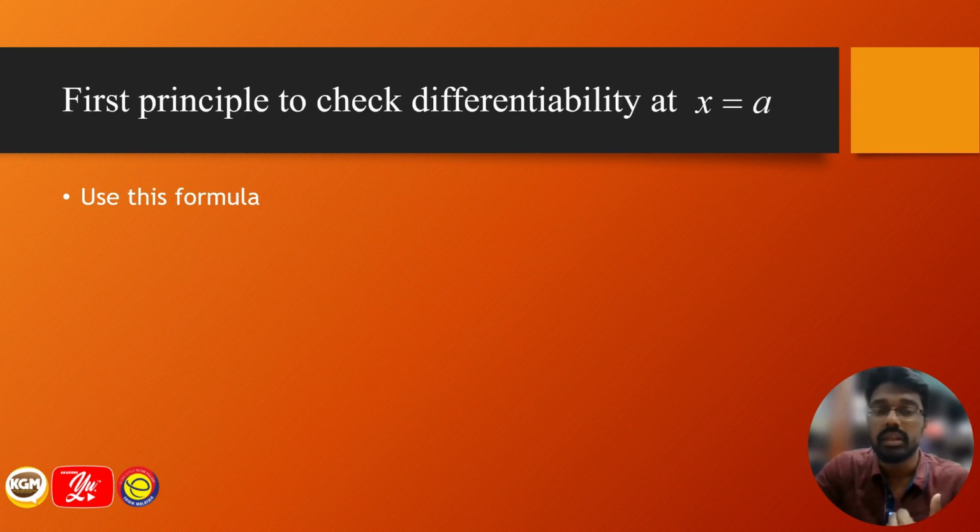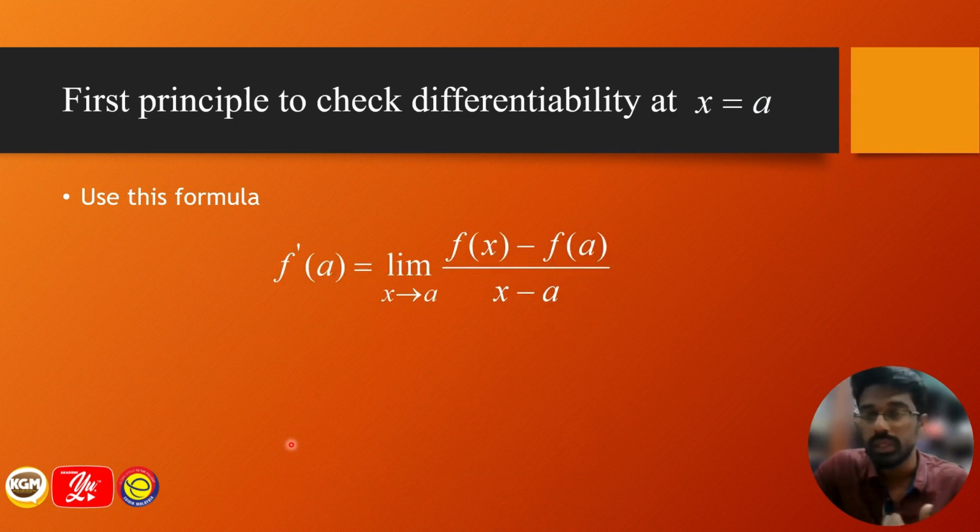So basically in this chapter, we are going to use the first principle to check the differentiability at point x equal to a. So how on earth are we going to do that? We are going to do that using this formula. If we were to check the differentiability at x equal to a, we are supposed to see, does this exist? In order for this to exist, this limit should exist.